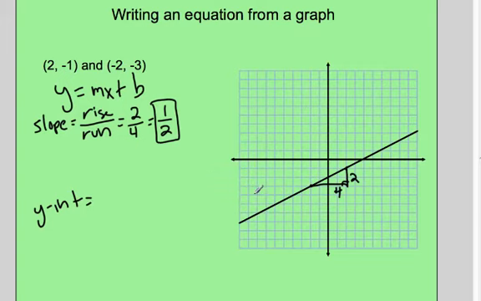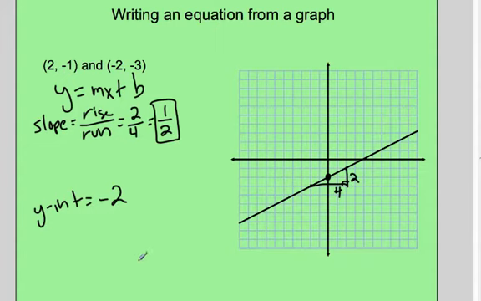It's where the line crosses the y-axis, where it intercepts the y-axis. And that point is right here. And so when we count from here, this is my origin. It goes -1, -2. So my y-intercept is -2.